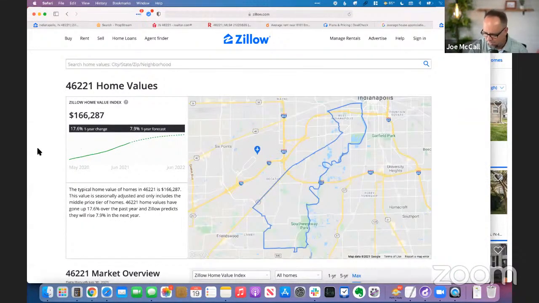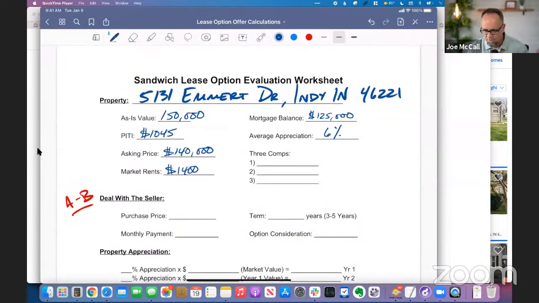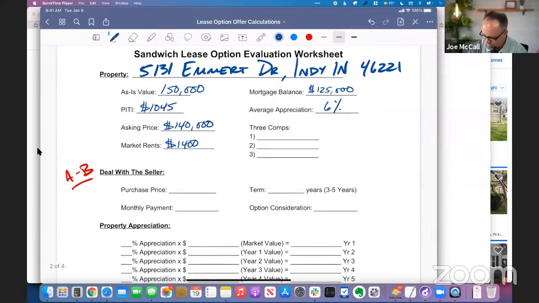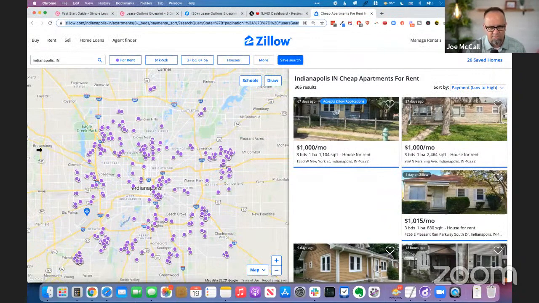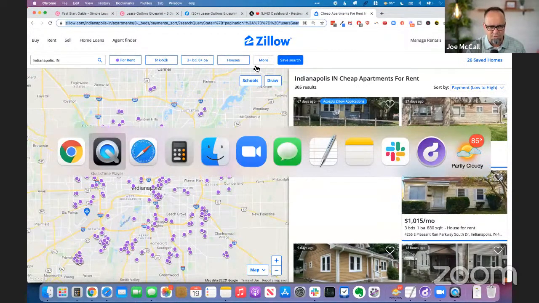So, sometimes I like to be conservative. Let's just say let's do 6%. How about that? It's always better to under promise and over deliver. Okay, so let's do 6%. Now, three comps. Well, I like to look at comps. This is now where I'm getting into, I want to calculate my average, my potential profit on this deal.